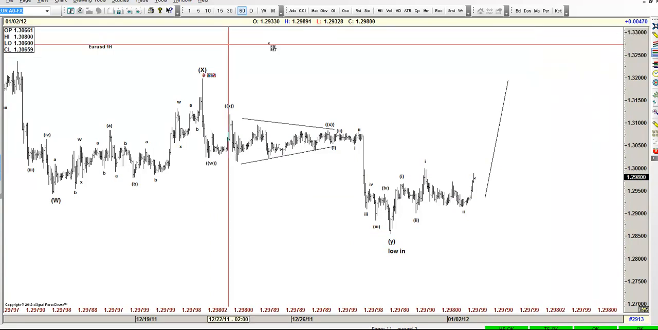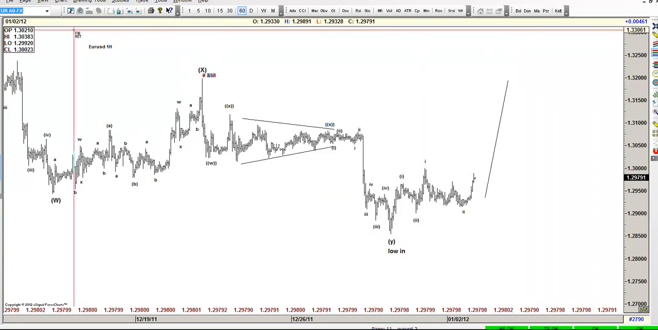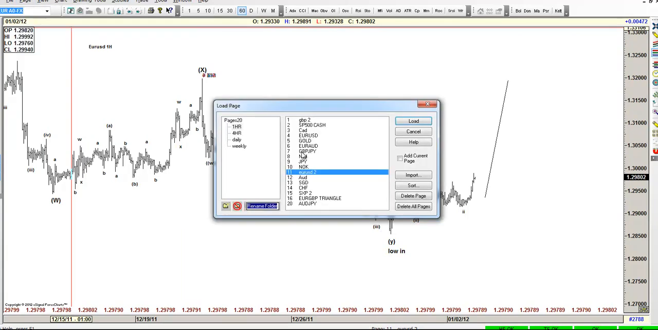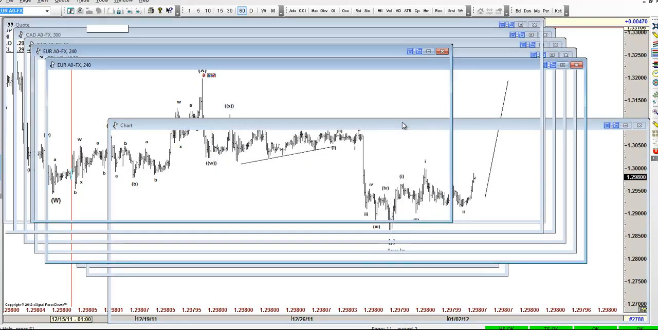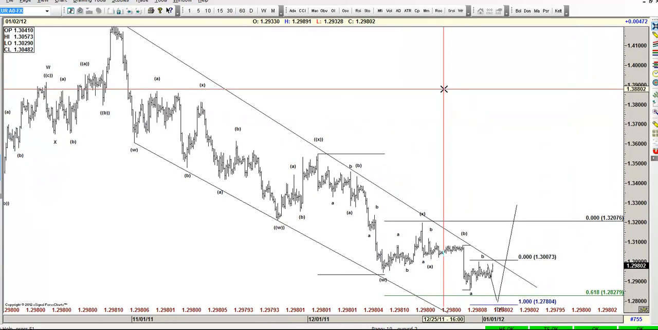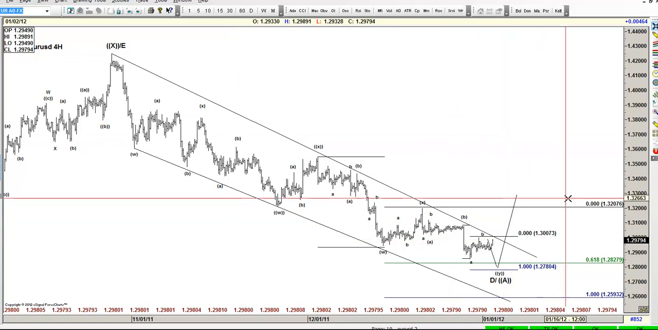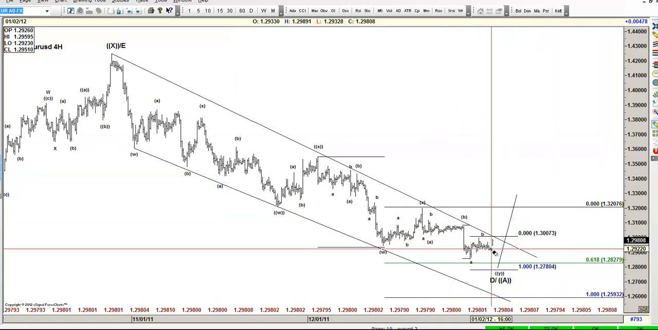Now, let's move on to the US dollar chart, and before, let me show you the euro in the 4-hour. The euro in the 4-hour, I want you guys to see where we are right now. We are right there. Look at the trend line. We are very close to the trend line.